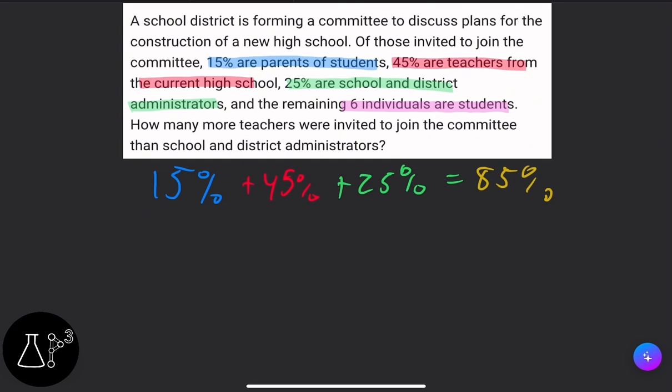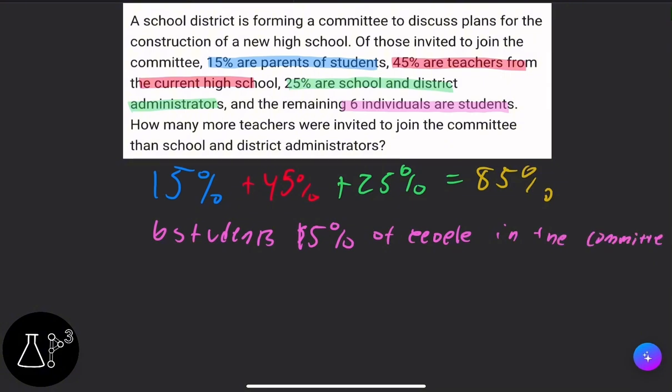So what does that mean for the students? Because there's only 6 students in the actual meeting, and there's 85%, that basically means that the other 15%, to make 100%, meaning everybody in the committee, is the students. Because if you add 15 plus 85, that equals 100, and that shows everybody invited into the committee. So 6 students is 15% of the people in the committee.